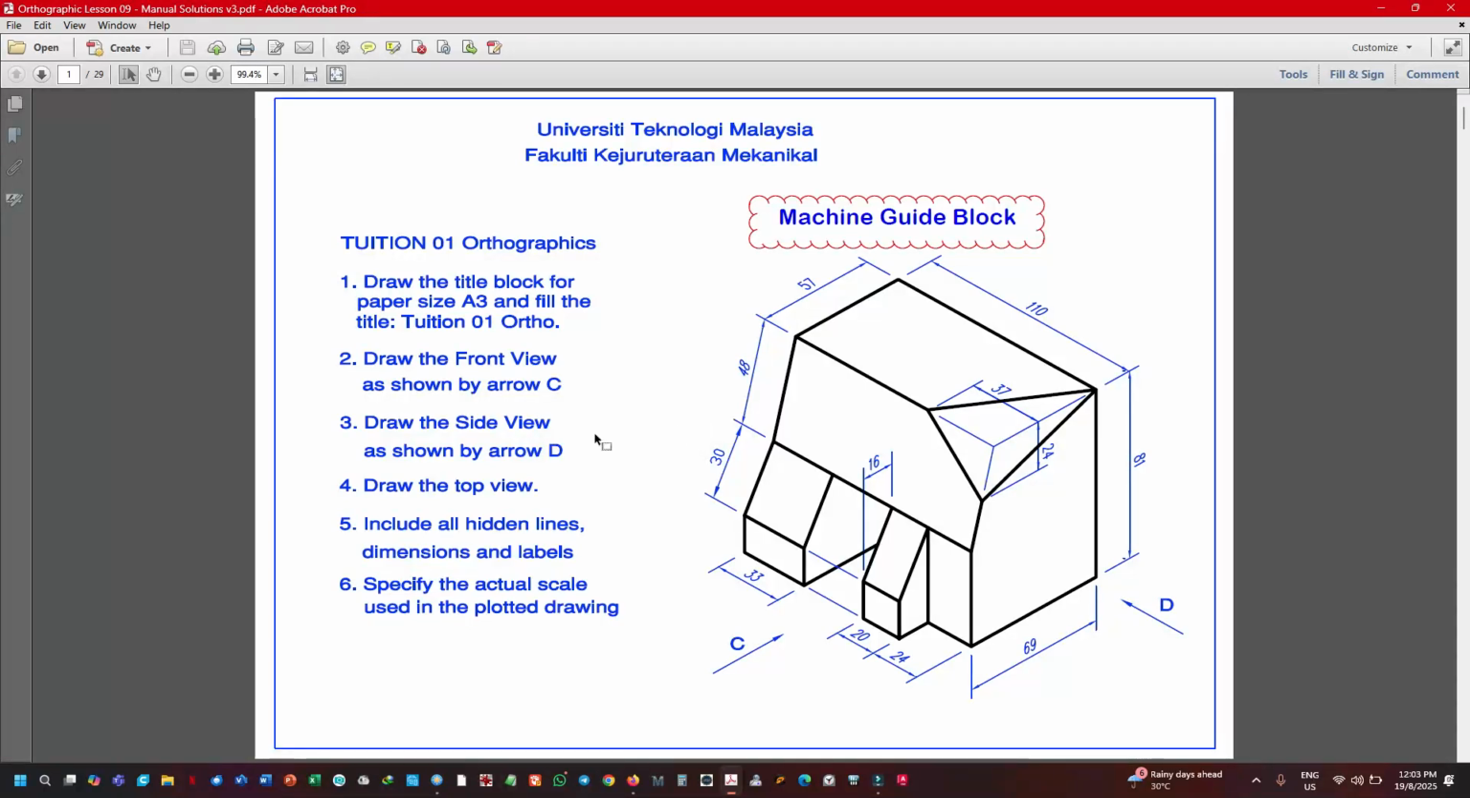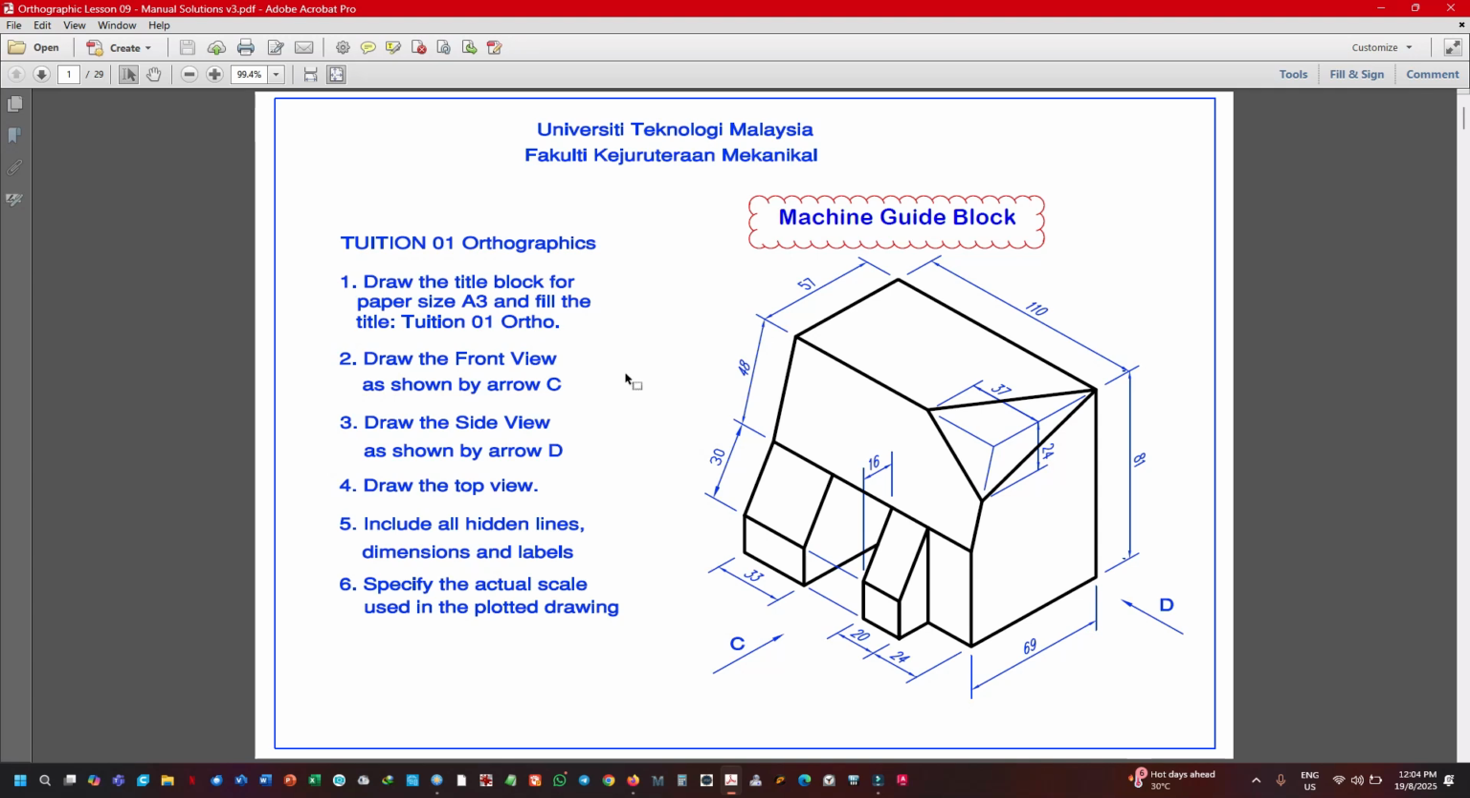Today's project will be the machine guide block. You are going to draw orthographic projection of an isometric view of a machine guide block. This is the first question that you must solve. First of all, draw the title block for paper size A3 and fill in the title. Of course, you must fill up your name and other particulars.